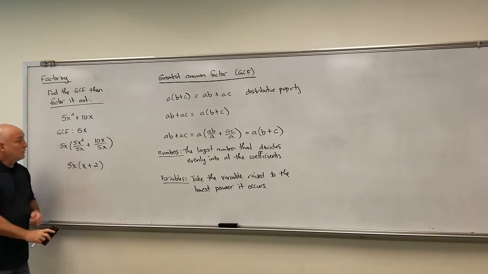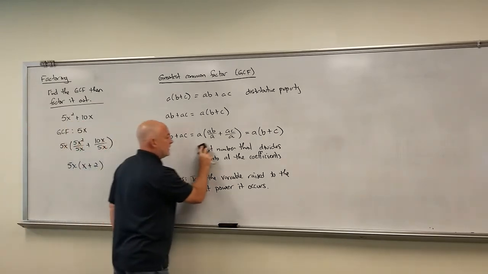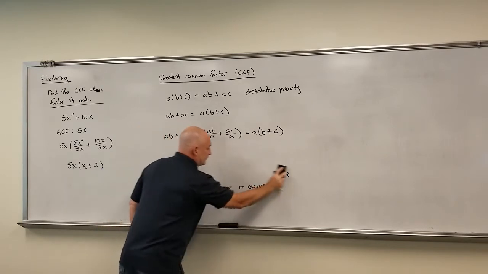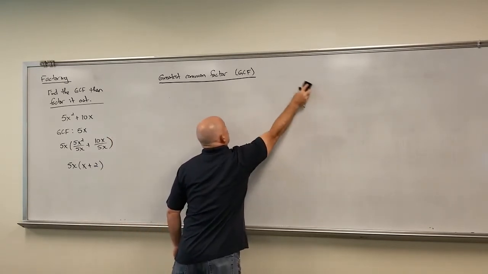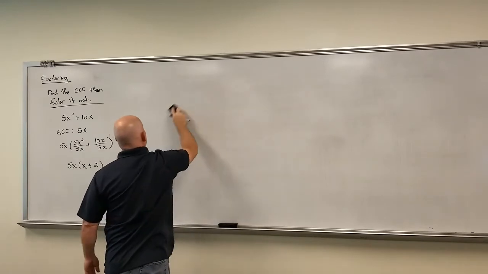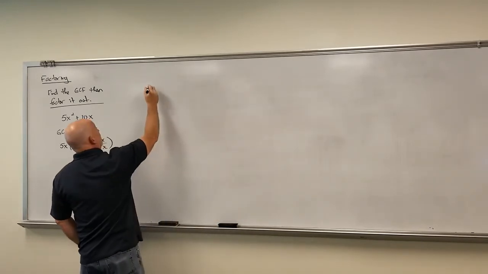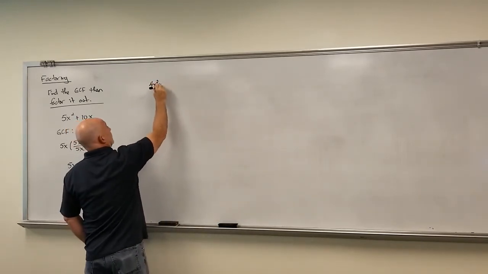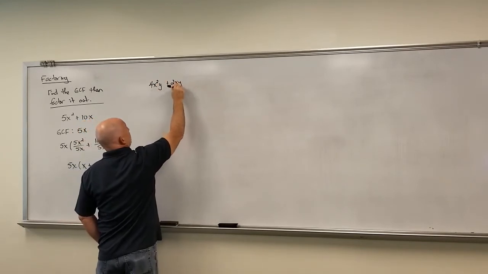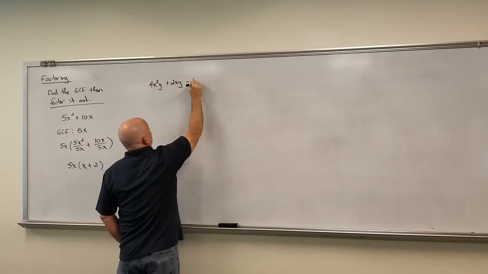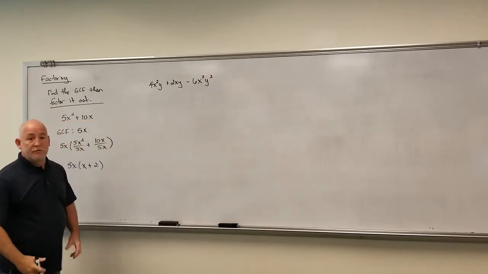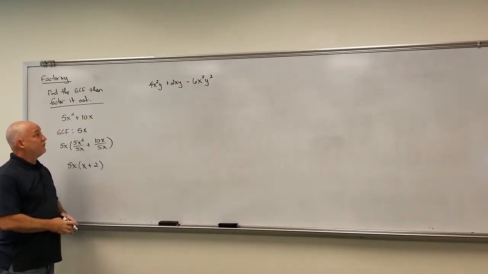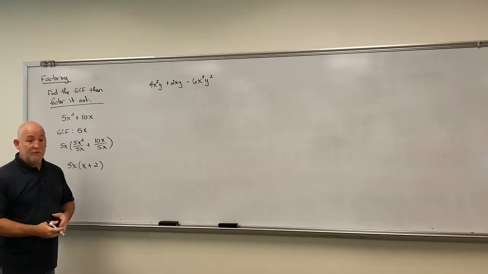All right, so let's try a couple more of these, just taking out the greatest common factor. Let's see here. Same directions, find the greatest common factor, then factor it out. Let's say we have 4x squared y plus 2xy minus 6x cubed y squared. All right, a little bit harder, so do me a favor. Hit pause on the video, see if you can find the greatest common factor, and then if you would like, go ahead and try to factor it out.